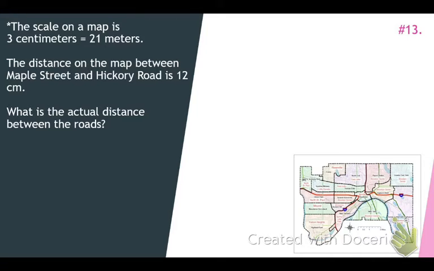Okay, so the last time we were talking through problems like this, I told you about a proportion. If you remember, a proportion is 2 fractions that equal each other. So if I were to turn this into a fraction, I could say 3 centimeters is what? 21 meters. Okay, now if I want to make it a proportion, that means over here, this has to be centimeters and this has to be meters.